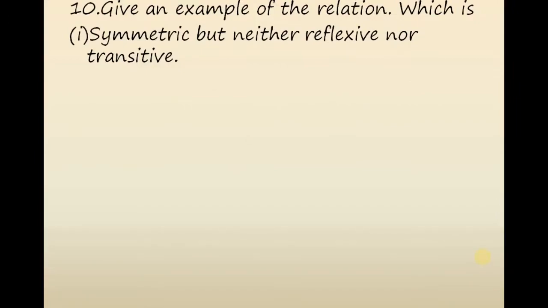So the 10th one: give an example of a relation which is symmetric but neither reflexive nor transitive. Okay, this is interesting. Until now we solved problems where they have given the condition and we tell if it is symmetric, reflexive or transitive. This time they are giving the properties and telling us to write any relation.